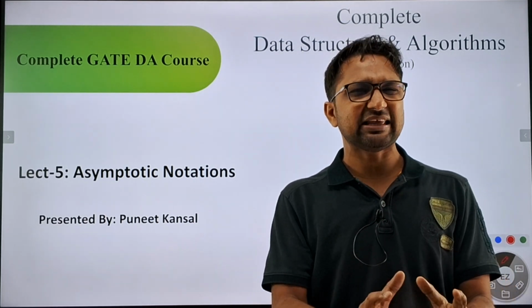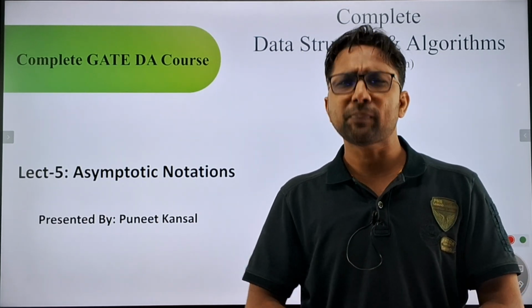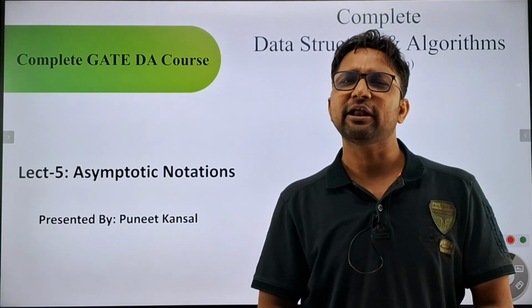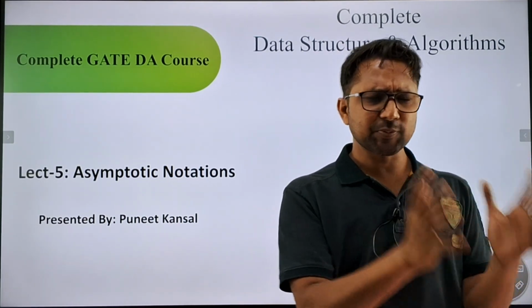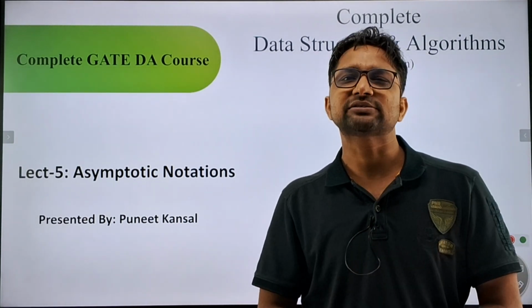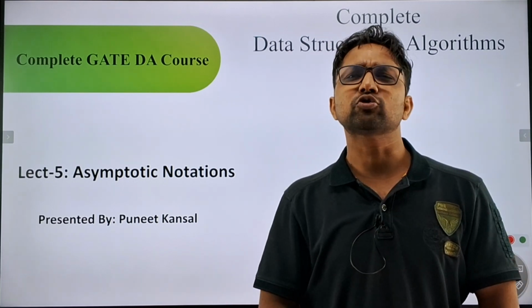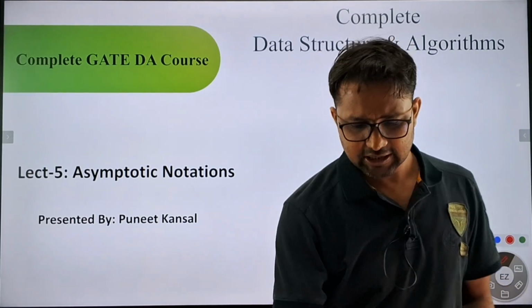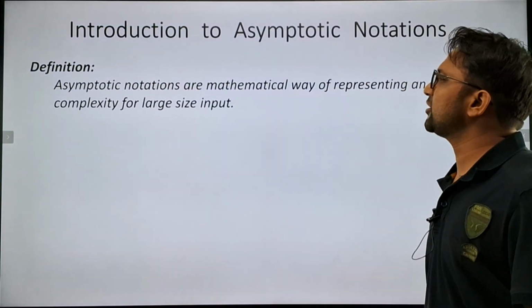Asymptotic notations are nothing but the mathematical way to represent the complexity of an algorithm. The complexity can be space complexity or time complexity. So let's master this amazing concept of asymptotic notations, starting with the definition of asymptotic notation.